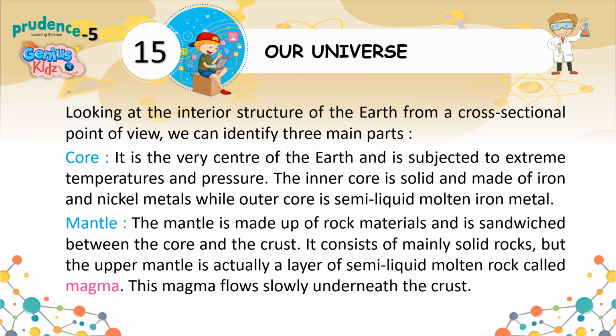Mantle. The mantle is made up of rock materials and is sandwiched between the core and the crust. It consists of mainly solid rocks, but the upper mantle is actually a layer of semi-liquid molten rock called magma. This magma flows slowly underneath the crust.